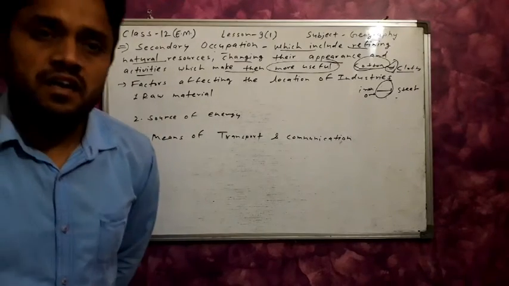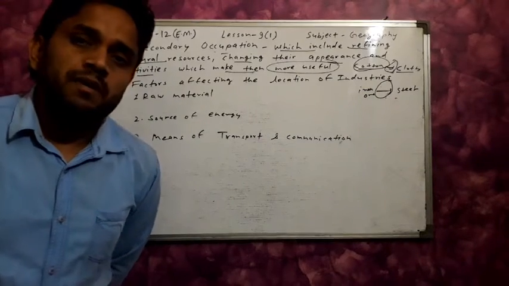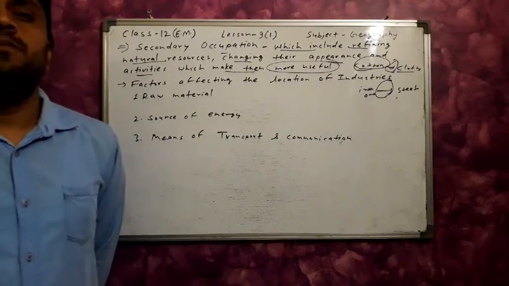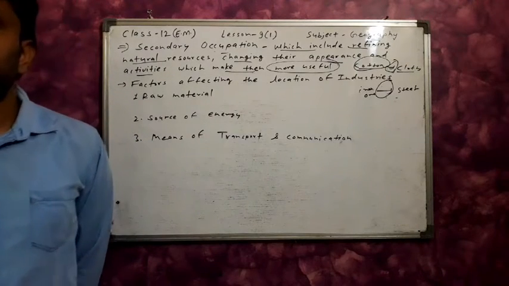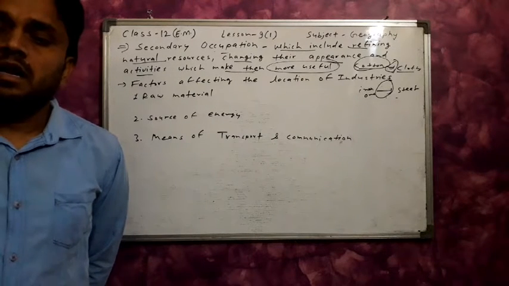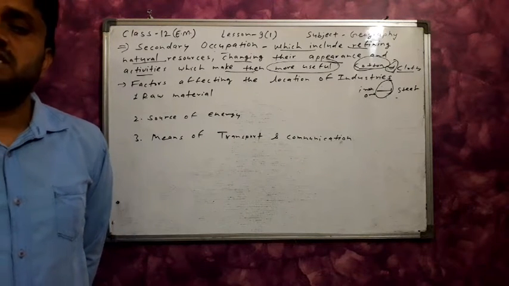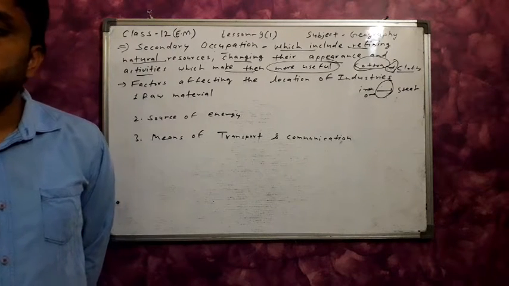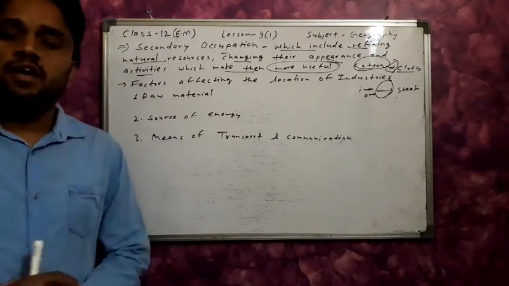By technical processes and many other processes, the things provided by the primary activities are converted into useful things. The value of the objects is also increased by secondary occupation. There are many groups, like engineering industries, manufacturing industries, electronics industries, chemical industries, power industries, textile industries, food and beverage industries, plastic industries, and transport and communication industries. All these industries are examples of the secondary occupation.